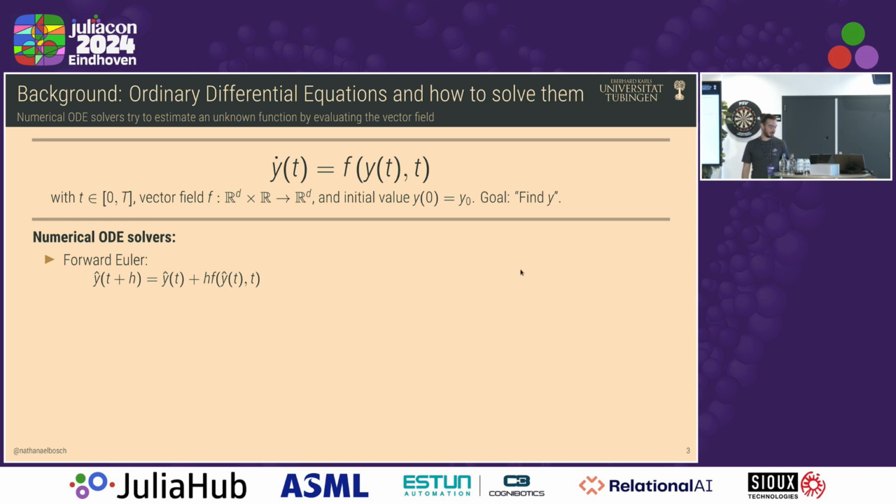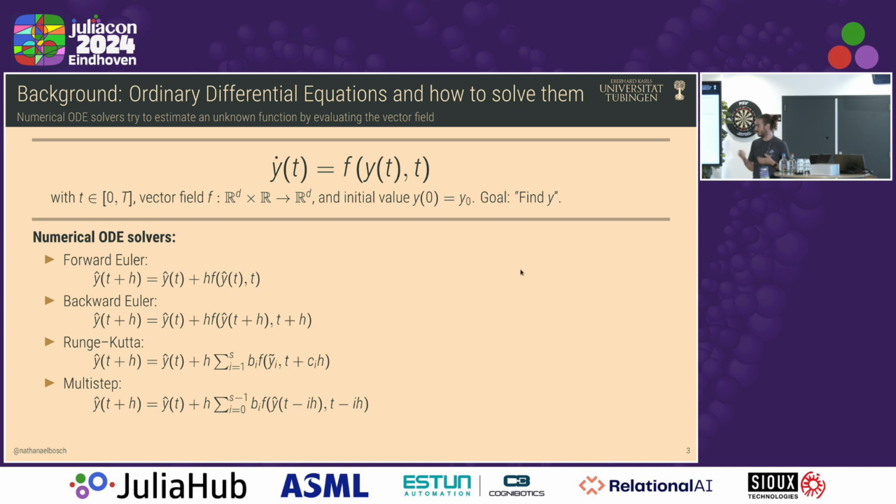And here, in the case of the forward Euler method, we just extrapolate along the gradient. Backward Euler makes the whole thing a little bit more complicated because it's implicit, so you use an additional numerical method on top. Runge-Kutta and multi-step methods do something a bit more complicated because they extrapolate in a smarter way. But in the end, they all describe a y hat, they all discretize time in some way, and they all evaluate the vector field in order to construct this solution.